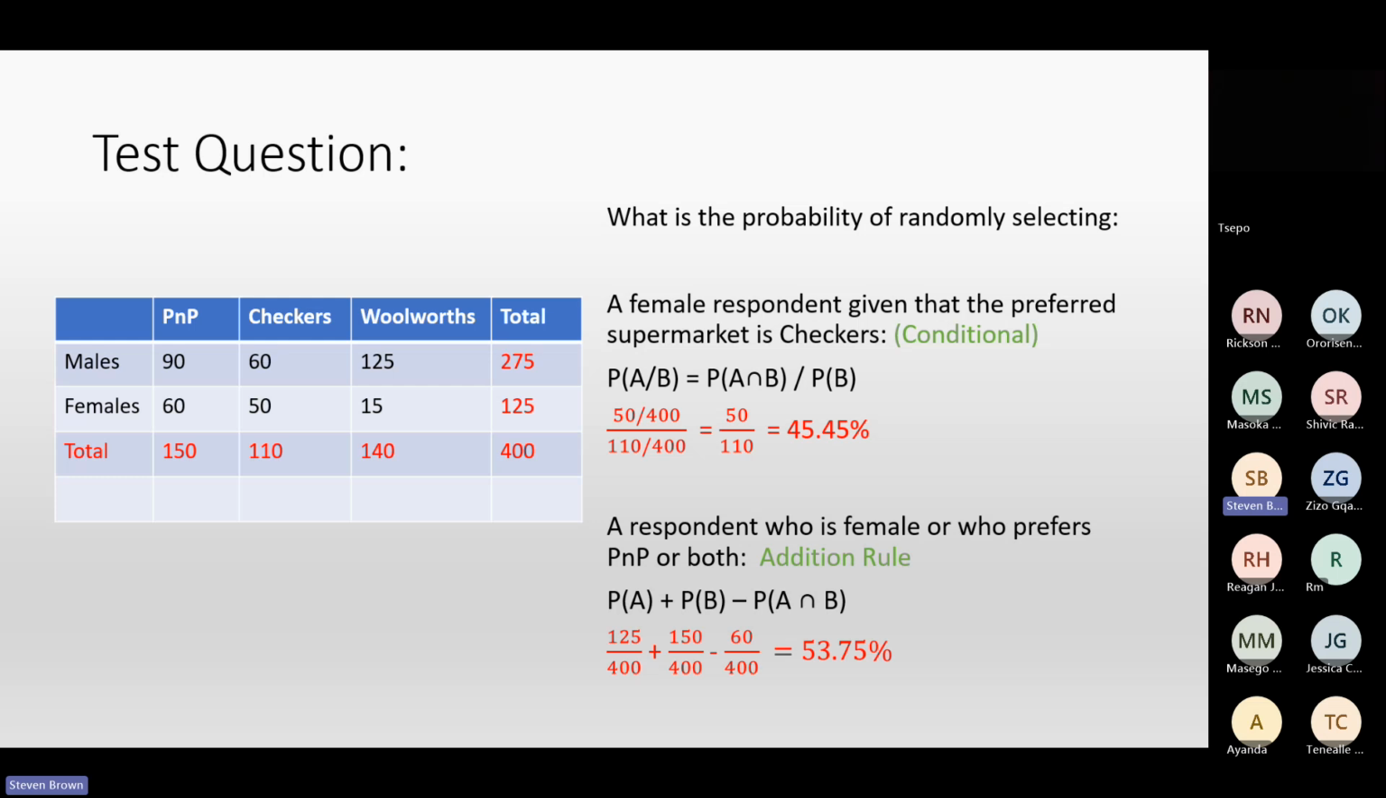So the question is, you've got a female respondent and she prefers Checkers. It is given that she prefers Checkers. Therefore, you're going to go females to Checkers, and you know that that's 50 because it tells you. But now you're not going to divide it out of 400. You're only going to divide it out of 110 because the preference is for Checkers.